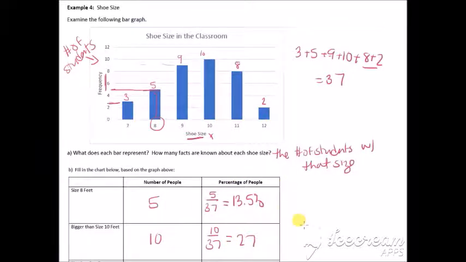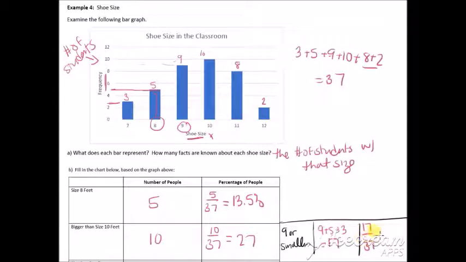Okay, and I'm just going to point out that there's one more question there. It's going to say 9 or smaller. I'm just going to not scroll down just to keep everything on the page. Okay, when it says 9 or smaller, it includes that size 9. So we have 9, 5, and 3. So that's 17. So we would just divide 17 divided by 37. And we get 46%.